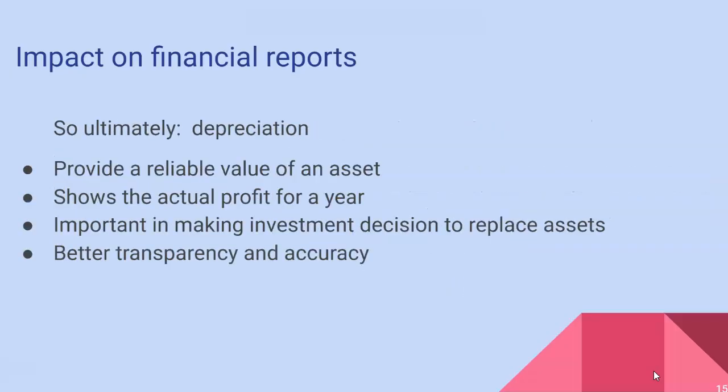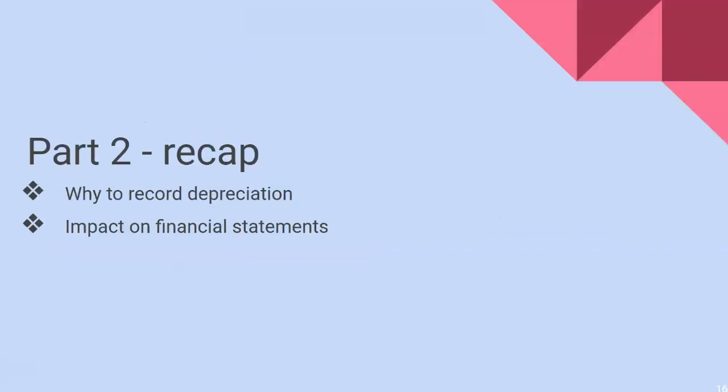So ultimately, depreciation provides a reliable value of an asset and shows the actual profit for a year. It's important to make investment decisions to replace assets, and it gives better transparency and accuracy of reporting. So let's recap. Now we know why to record depreciation. We know a few impact areas on financial statements such as profit and loss and the balance sheet.